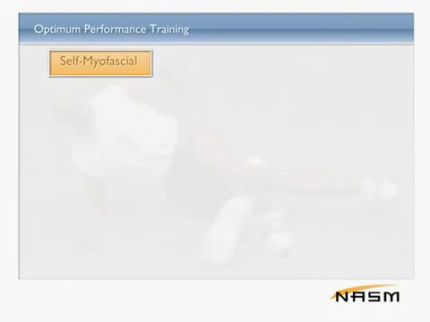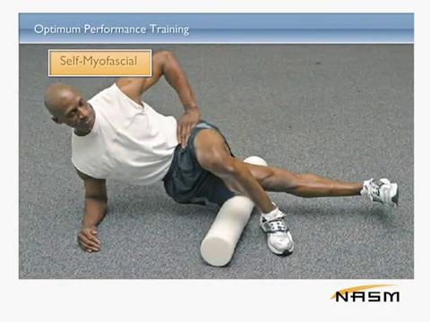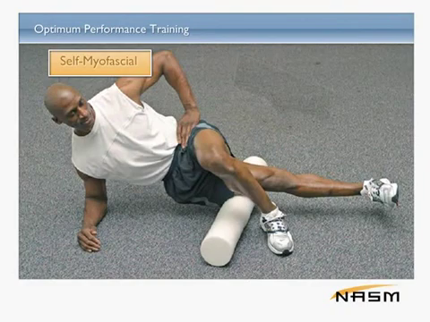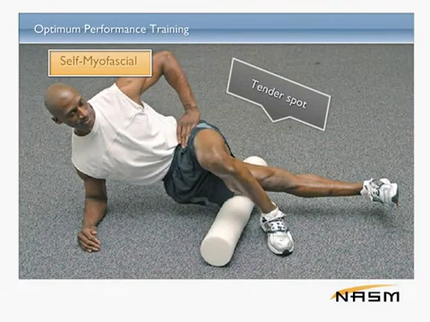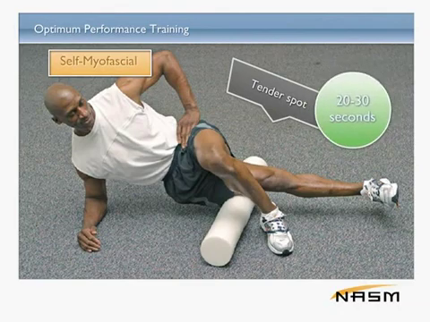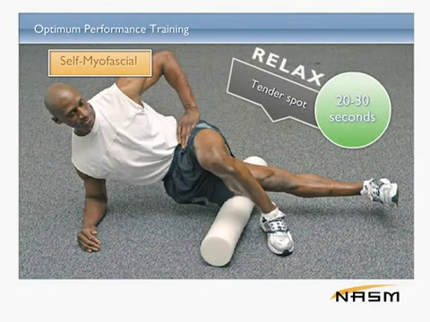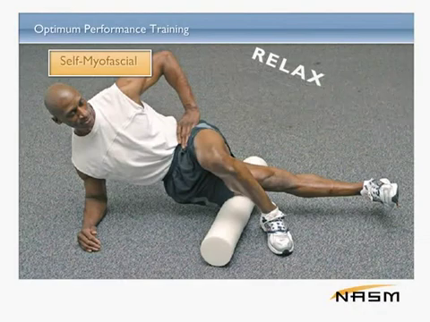It's crucial to note that when a person is using self-myofascial release, he or she must find a tender spot, which indicates the presence of muscle hypertonicity, and sustain pressure on that spot for a minimum of 20 to 30 seconds. This will create the autogenic inhibition response within the muscle, allowing it to relax. It may take longer, depending on the client's ability to consciously relax.